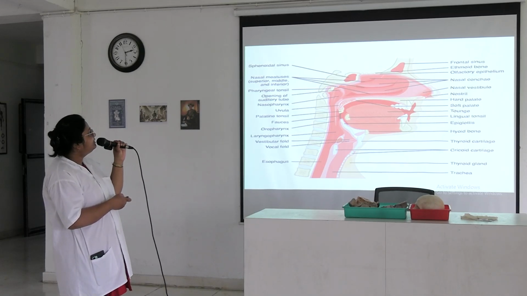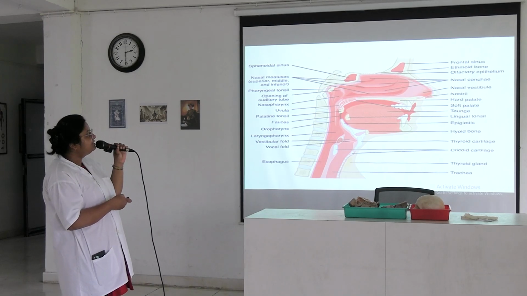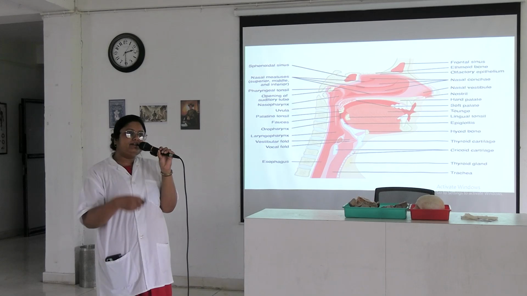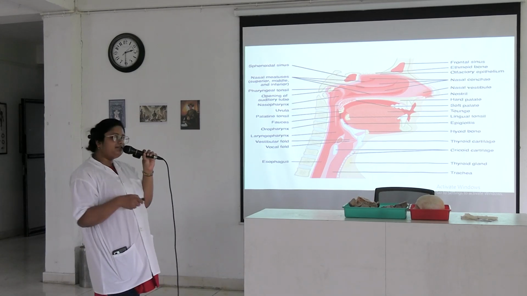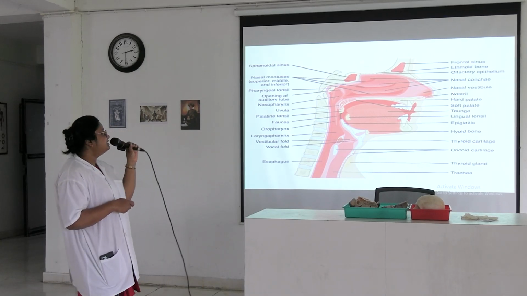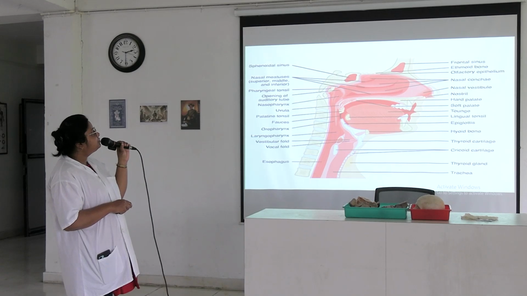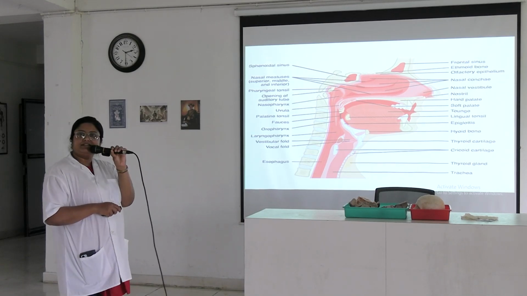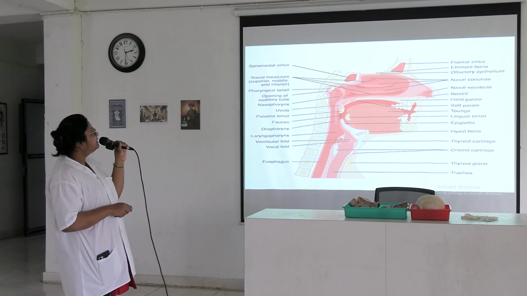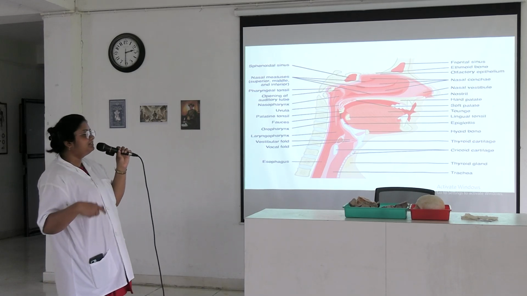So this is the superior nasal turbinate, this is the middle nasal turbinate, and the inferior nasal turbinate. The inferior concha is a separate bone. The other two, the superior and middle concha, are parts of the ethmoid bone. Just below these turbinates, there are meatuses. Below the superior turbinate is the superior meatus. Below the middle turbinate is the middle meatus, and below the inferior turbinate is the inferior meatus. So 3 turbinates and 3 meatuses.